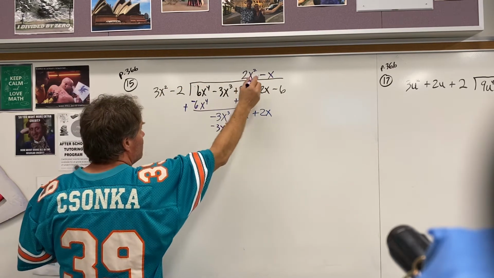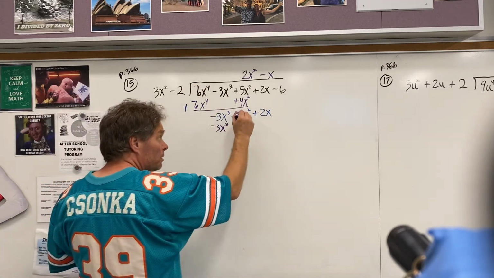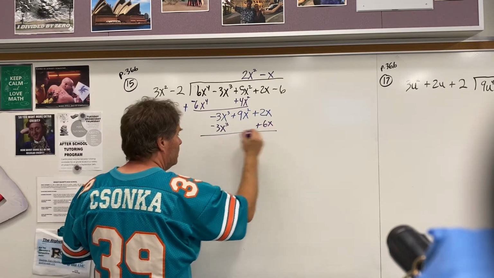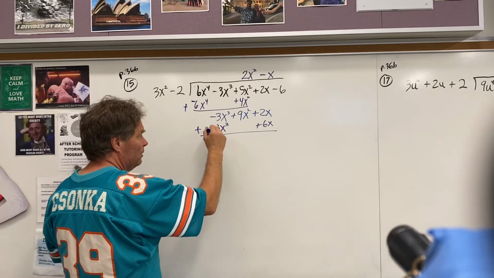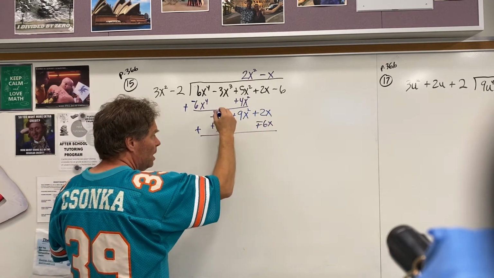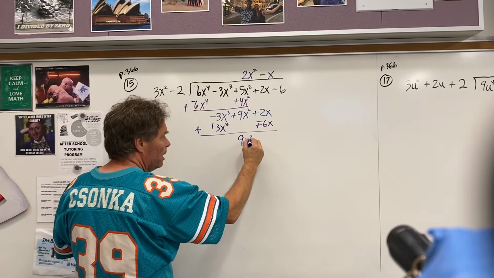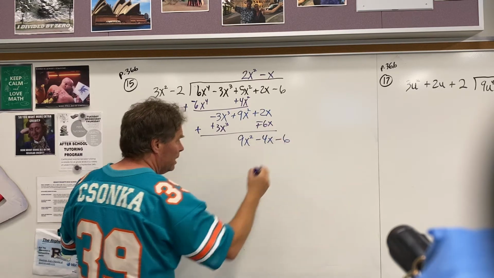Yay. This times this is plus 6x. Don't put it underneath the squared. Plus 6x. Leave that spot blank. So we get subtract, which is add the opposite, making that a plus, that a minus. This is 0. 9x squared and nothing is 9x squared. This and this is minus 4x. Bring down the last thing, minus 6.